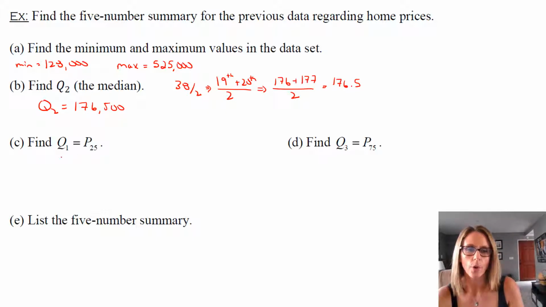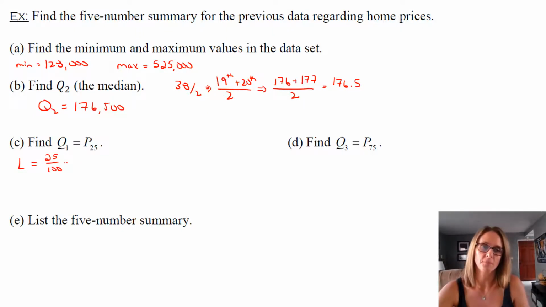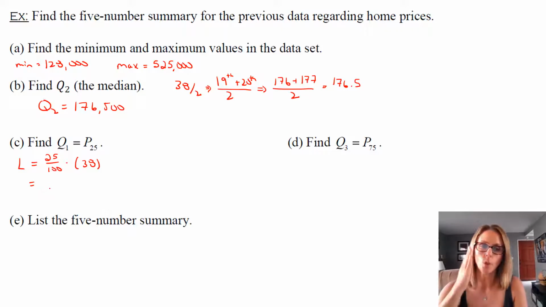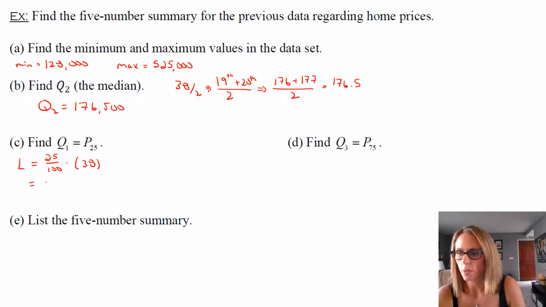Then we need our Q1, which is the 25th percentile. So we need our locator value. So we're doing a couple more examples of the second thing that we did with percentiles. We take 25, we divide it by 100. So this is just literally 0.25. And we multiply it by how many data values there are to see what data value we need to find within the data set. So when we do this, we get 9.5.